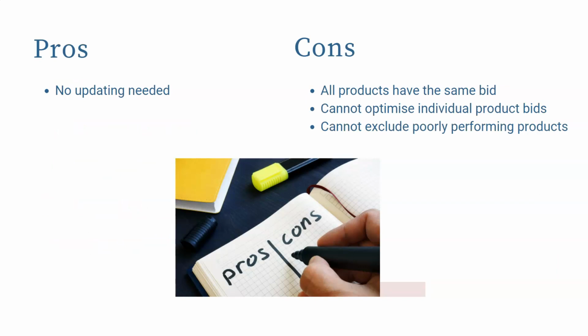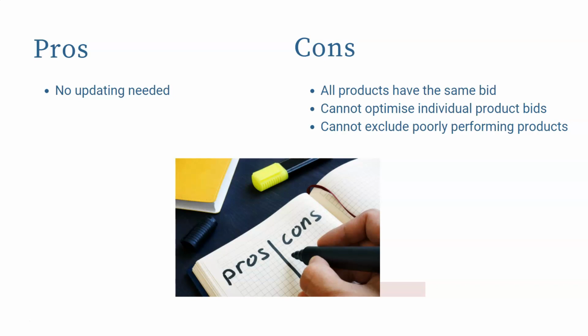So I have to come up with pros and cons for all these particular structures that I'm talking about today. It does have a pro in that you don't have to do any updating. As new products come into your feed, they'll just land in the product group and they'll be there, and that's fine. But that is the only pro I can think of with this one. The downside, and the biggest downside, is that all the products will have exactly the same bid. That means we can't optimize individual product bids. We can't exclude poorly performing products. We have really no control over individual products in that campaign.